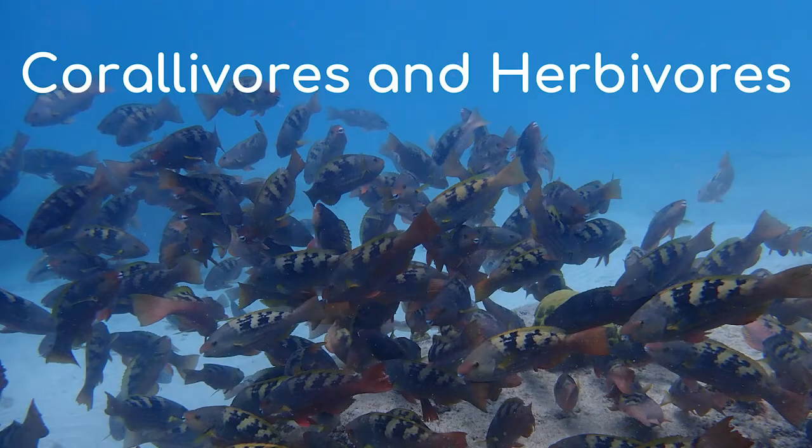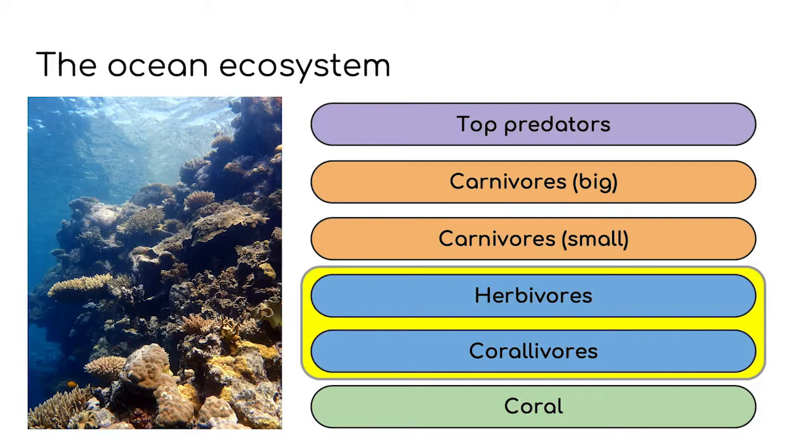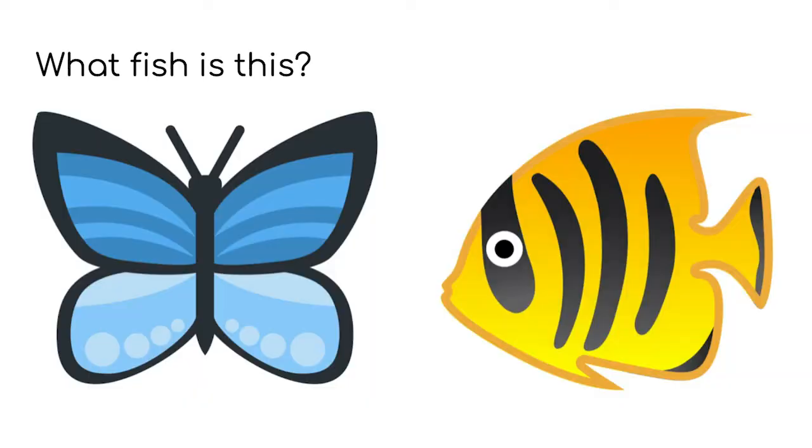So let's get started. Today's session we're going to be talking about corallivores and herbivores. Corallivores and herbivores eat the coral and algae that we've just been learning about. You can see them there in the ocean ecosystem, circled in yellow. Corallivores eat coral. The clue is in the name. Can you remember the name of this fish? We mentioned it last week. The clue is in the picture. That's right, it's a butterflyfish. Do you think you can figure out why it was given this name?